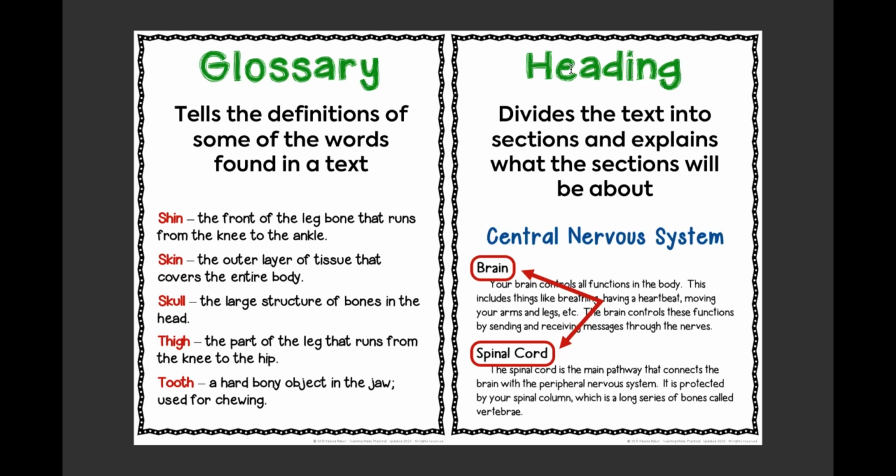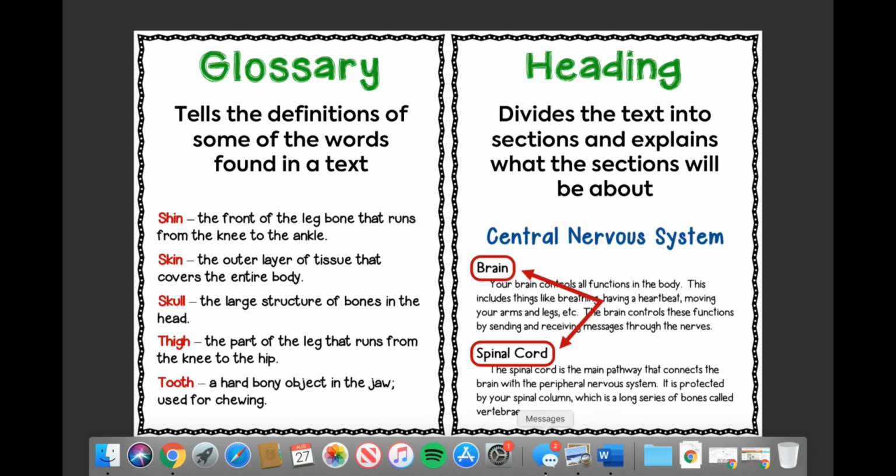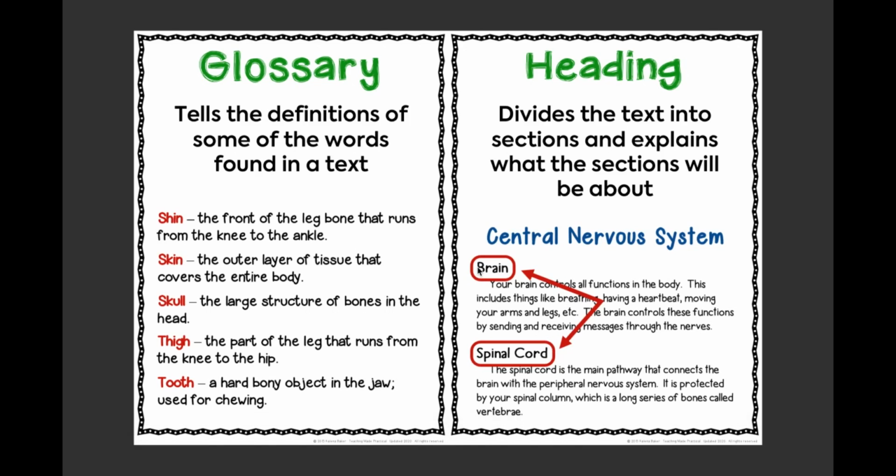Then there's headings. If you notice in your earthquake story, there are different headings that the story is broken up into so that you know what each section is going to be about. So, for example, here, this heading is brain, showing that the text that you're about to read is going to be about the brain, but then when it goes down to the next paragraph, it's about the spinal cord.